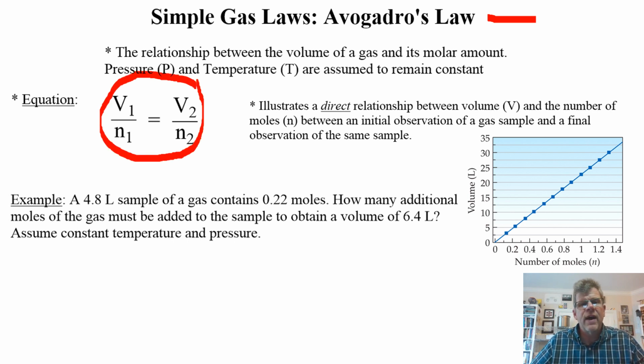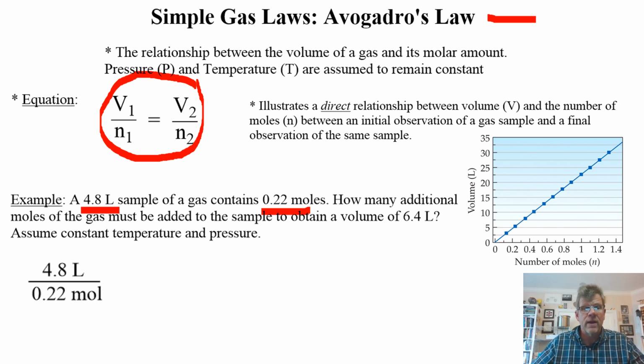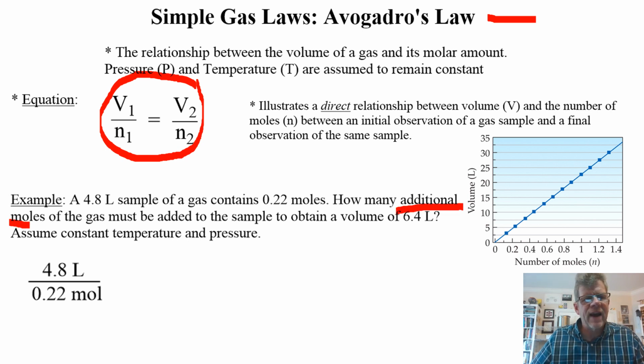We have our initial volume and number of moles already set up, so we're going to put those right into Avogadro's law. 4.8 liters in the numerator, 0.22 moles in the denominator. Now, if you think about it, there really is, through Avogadro's law anyway, no way to directly find how many additional moles of the gas we have to add. We can only come up with that final number of moles, and then we can subtract and find out how many additional moles of gas were added.